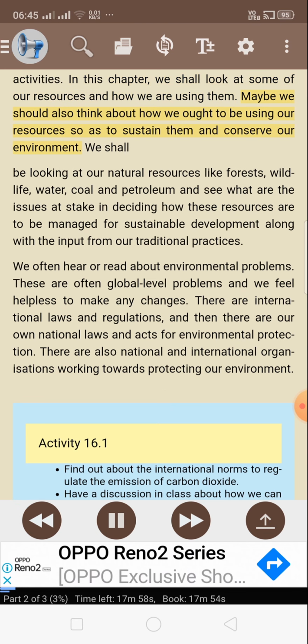Maybe we should also think about how we ought to be using our resources so as to sustain them and conserve our environment. We shall be looking at our natural resources like forests, wildlife, water, coal and petroleum and see what are the issues at stake in deciding how these resources are to be managed for sustainable development along with the input from our traditional practices.